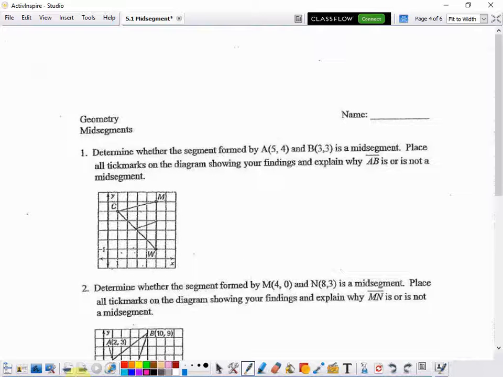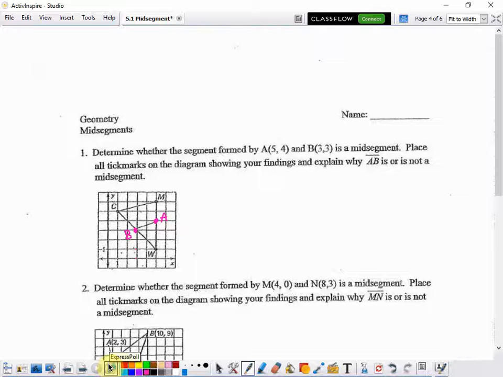All right, we're going to do number 1 on the front side of this page here. Determine whether the segment formed by points A and B is a midsegment. So A is at 5, 4. So here's A. B is at 3, 3. So here's B. Determine whether or not that is a midsegment. So here's one way we could do that.